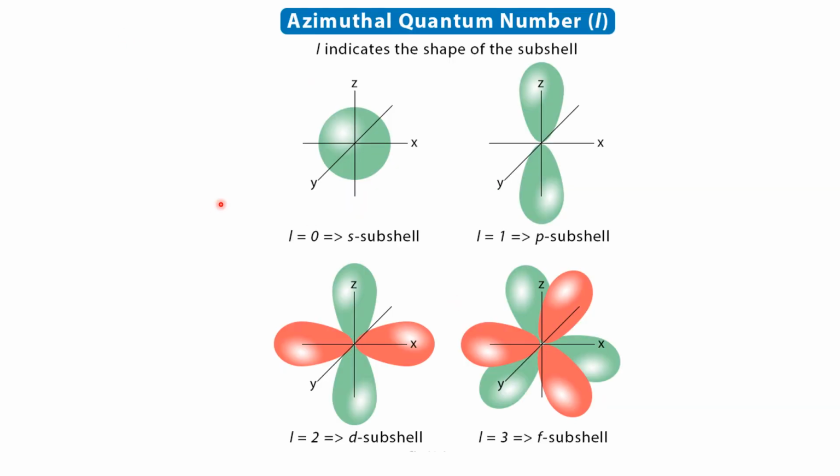Let's take an overview of azimuthal quantum number. It indicates the shape of a subshell. If L equals 0, it would be the s subshell, which is spherical in shape. If L equals 1, it would be the p subshell, which is dumbbell in shape. If L equals 2, it would be the d subshell, which is double dumbbell in shape. And if L equals 3, it would be the f subshell, which has a complicated shape.